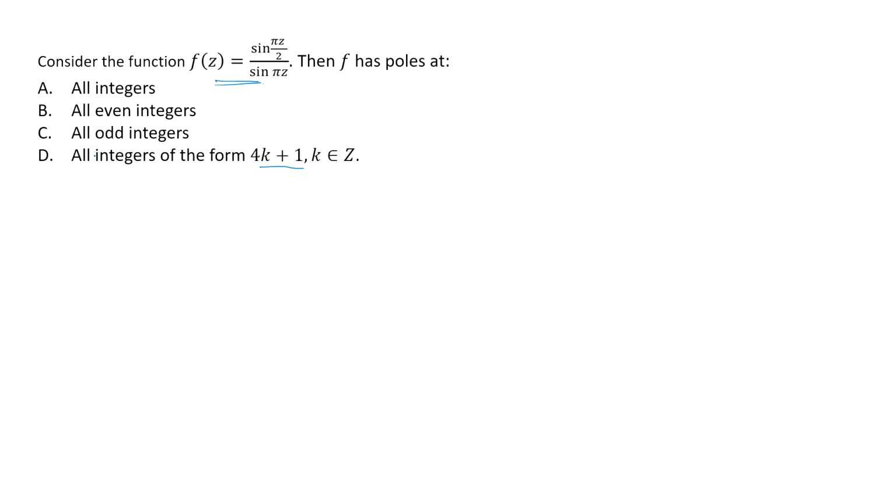So let us see how we have to proceed in this question. Here we have been given the function f(z), I am writing it here. f(z) = sin(πz/2) / sin(πz). Before moving further and finding the poles, first of all let us simplify this function. In the numerator the function is sin(πz/2), and here we are having sin(πz).